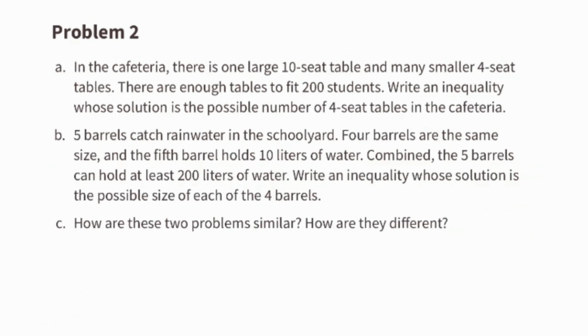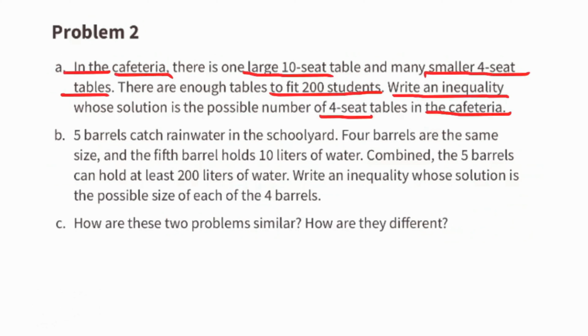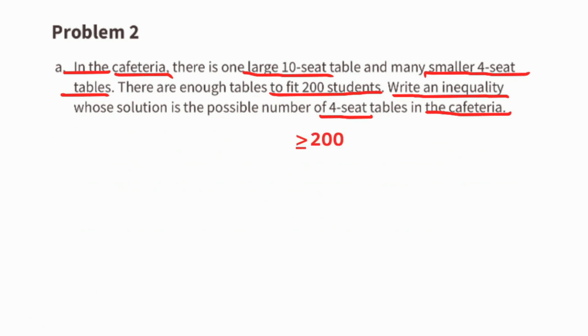Problem number 2. A. In the cafeteria, there is one large 10-seat table and many smaller 4-seat tables. There are enough tables to fit 200 students. Write an inequality whose solution is the possible number of 4-seat tables in the cafeteria. The information tells us that there are enough tables to fit 200 students. That means that the number of students that can sit at the tables is greater than or equal to 200.